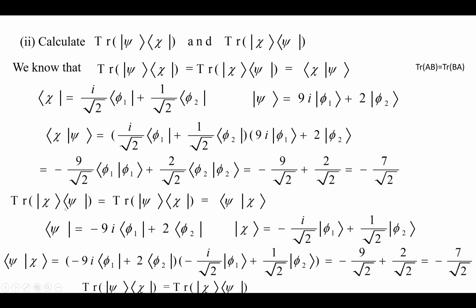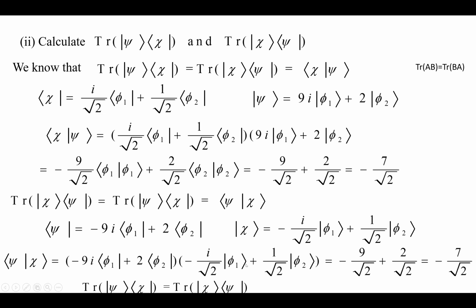ket chi and bra psi. So which is equal to, use this one, trace of AB equals trace of BA. We will have trace of ket psi and bra chi, which is equal to bra psi ket chi. And of course bra psi is given as this one and your ket psi is given as this one. So we are going to find out the inner product bra psi and ket chi, which is equal to this part multiplied by this part.